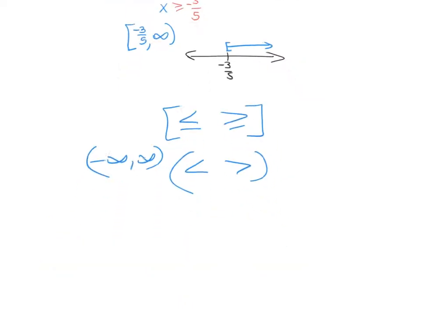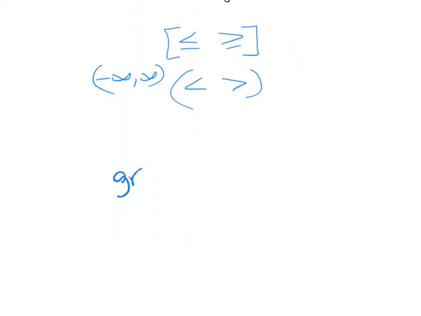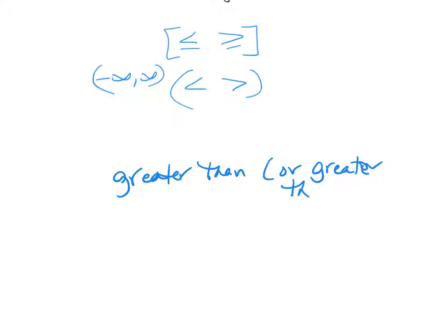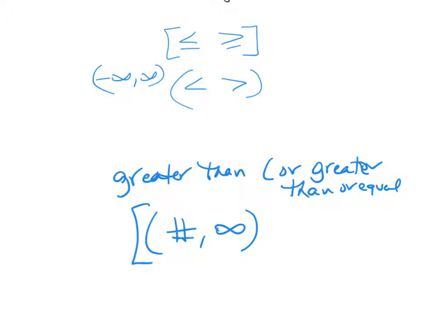This will help. So for the greater than or greater than or equal to, it's going to be the number and then infinity. Now this number could also have a bracket.